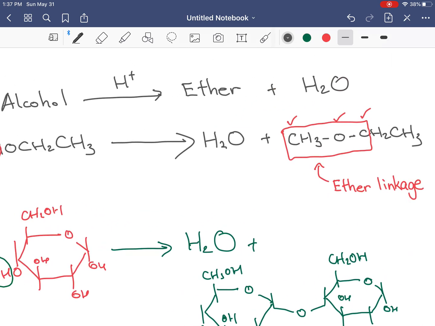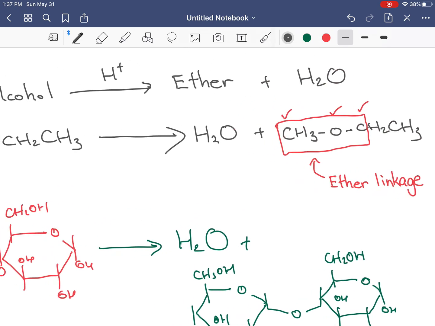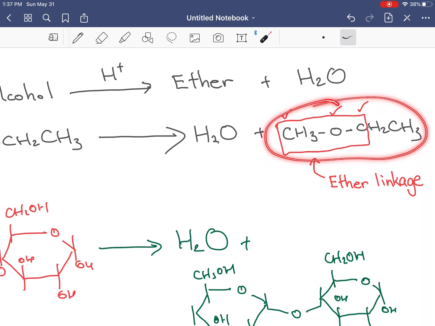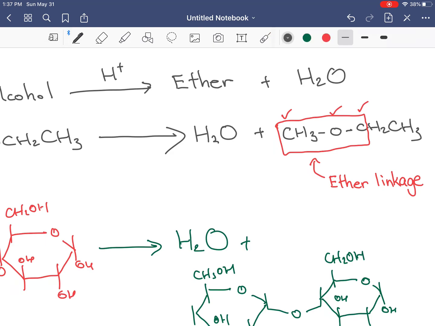So let's go back to this guy. How are we going to name this molecule right here? Now, let's go with the common naming. In a common naming, it is very simple. You look at what's on the left of the O and you look at what's on the right of the O and you determine what they're made out of. So, to name this, we have a methyl group on the left side, and on the right side, we have an ethyl group.